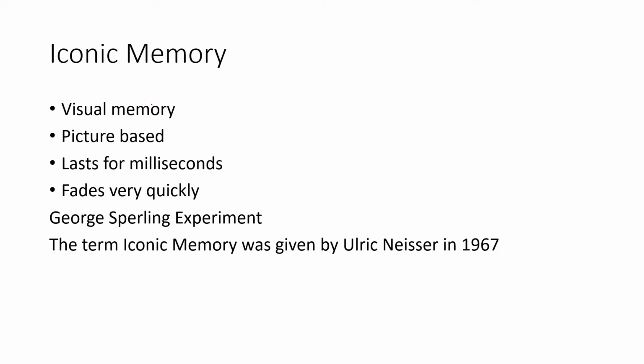Now, iconic memory is visual memory. It is your visual memory. It is picture based, how things look. They are short-term visual memories people store when seeing something very briefly. It creates pictures in the mind. It lasts for milliseconds and it fades away very quickly.